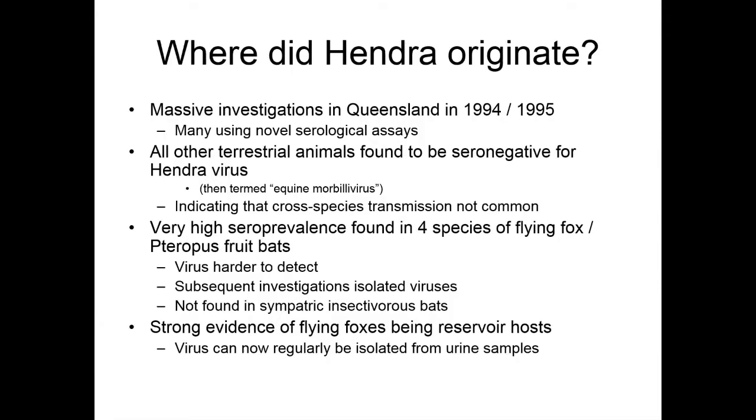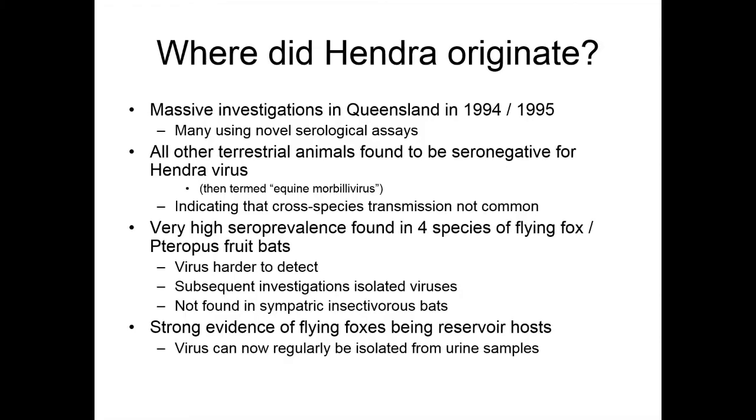But someone had the bright idea of looking at a few species of flying fox, the big fruit bats that live across the coastal parts of Australia, and found that the infection was really very common in all 4 species of fruit bat. It was rather harder to find the virus itself rather than just the antibodies, evidence of prior infection and immune response to it in the bats. And it was interesting that it wasn't found in the insectivorous bats that were in the same regions, so-called sympatric, those living in the same area as the infected fruit bats. And this provided very strong evidence that the fruit bats were the reservoir, the source of the virus for the horses and for the trainer.